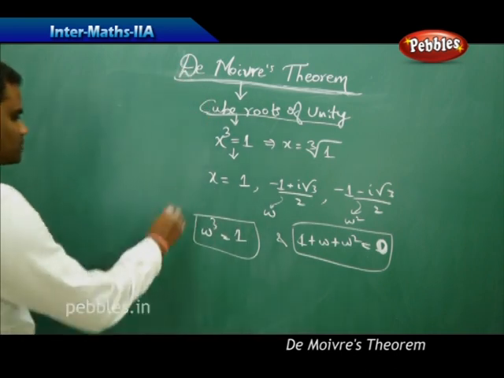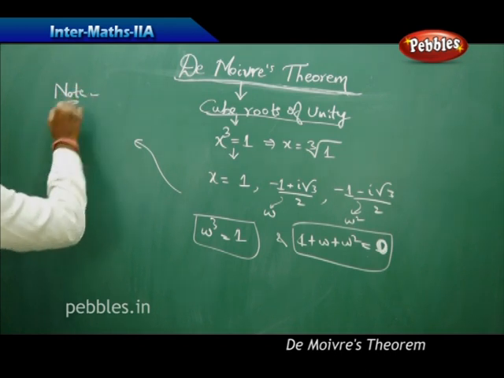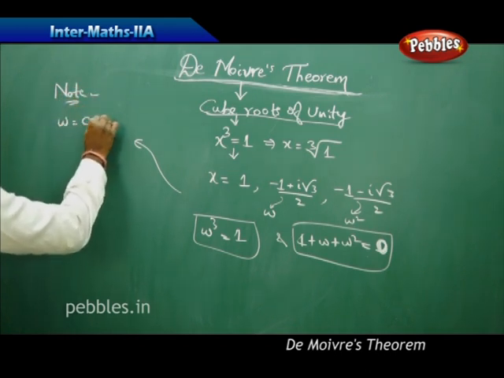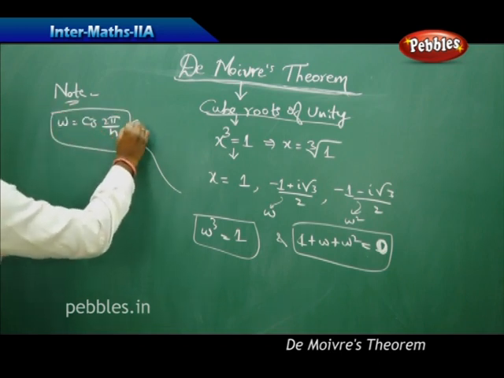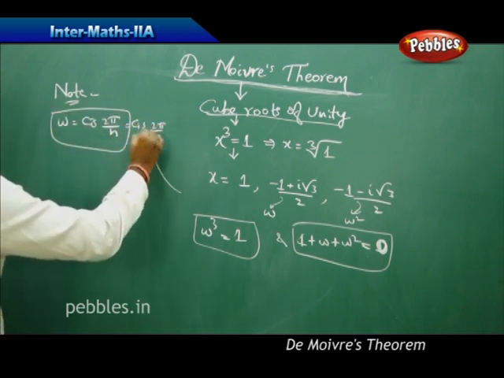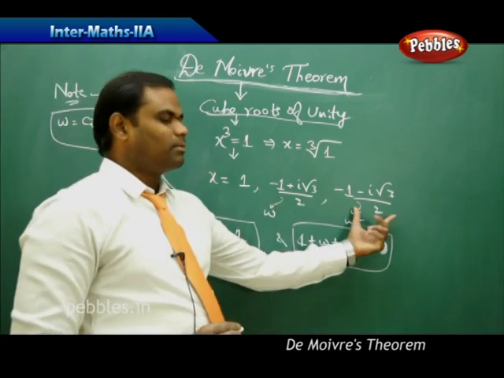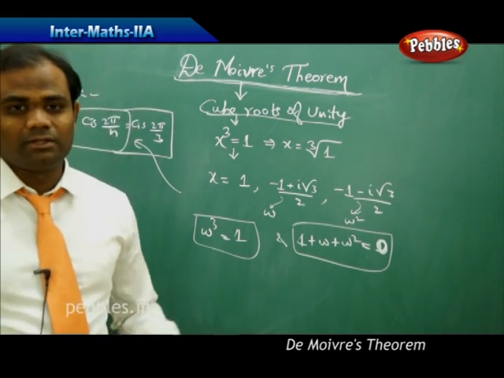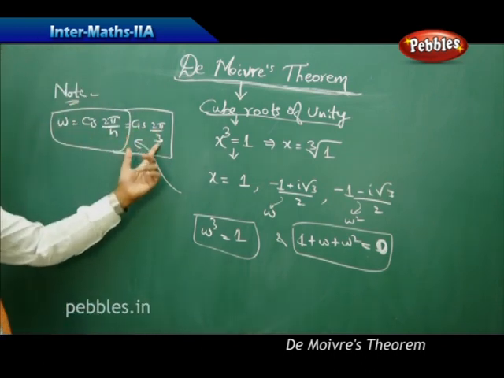And also it is very important to note that omega is cis 2 pi by n, or 2 pi by 3, through which we construct the given omega and omega square in the mod amplitude form or the polar form as cis 2 pi by 3.